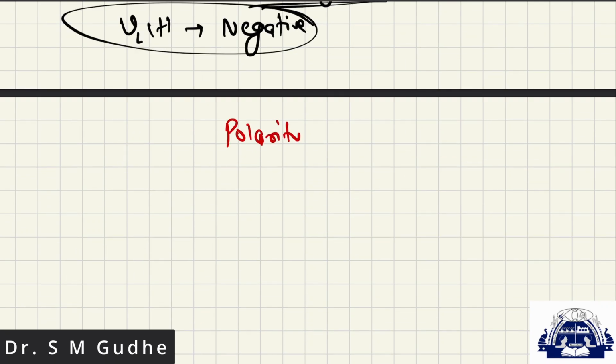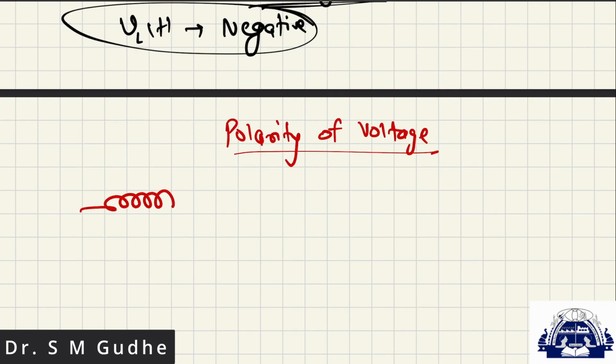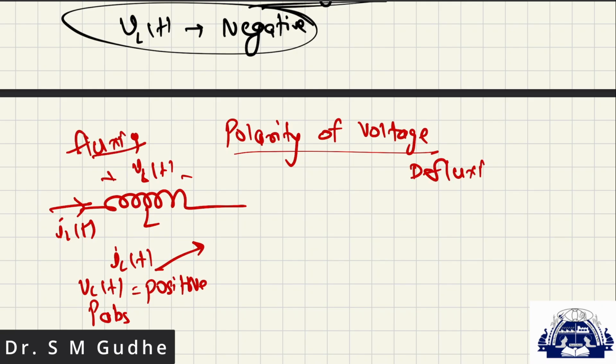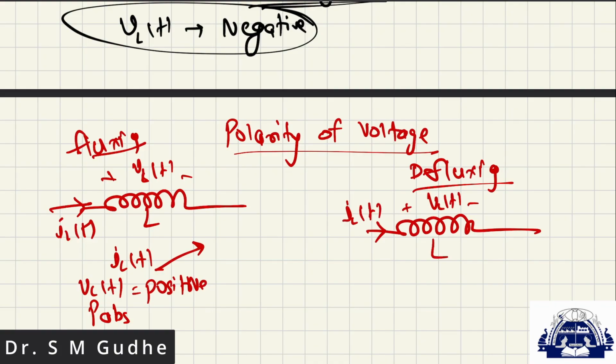Then polarity of voltage. So inductor, if energy is getting stored in the inductor, VL of t. Okay, this is inductor, IL of t. So IL of t is an increasing function. Then VL of t is positive. Power is getting absorbed. Okay, and during defluxing, what is happening? Inductor current direction will remain the same. Okay, and if we do not change the polarity of the voltage, so VL of t will be equal to negative.